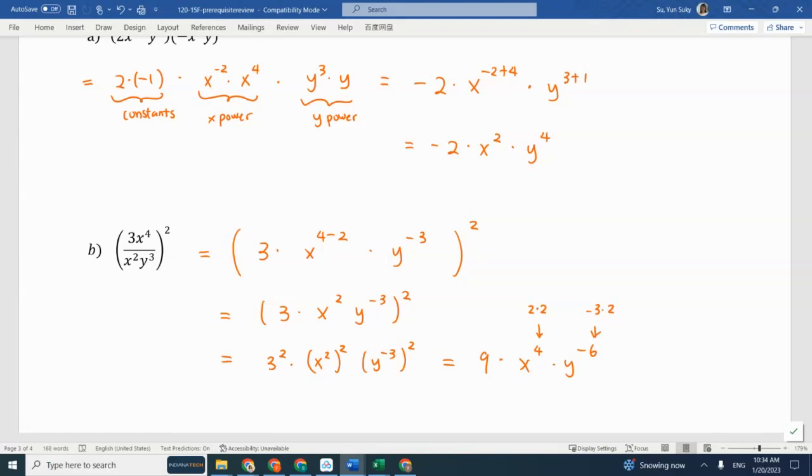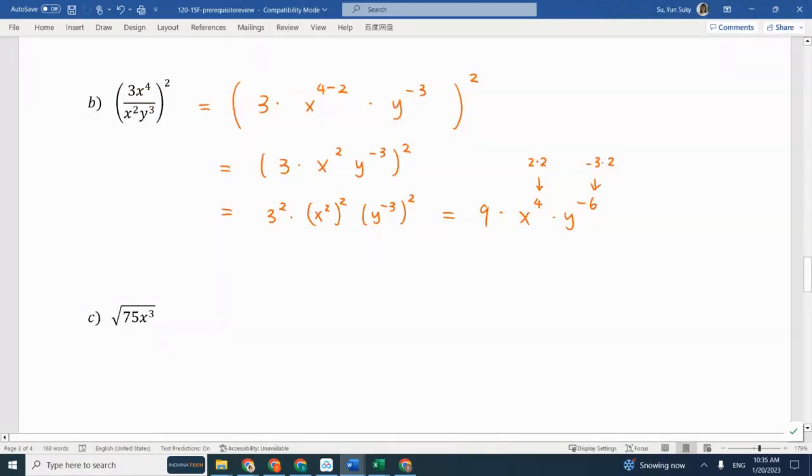I know in your previous class, maybe your professor will let you move this to the denominator and put y to the 6, but I prefer this. Okay, I prefer this format. Just leave the negative exponent there. Don't write down the denominator. Okay. All right. So keep going.